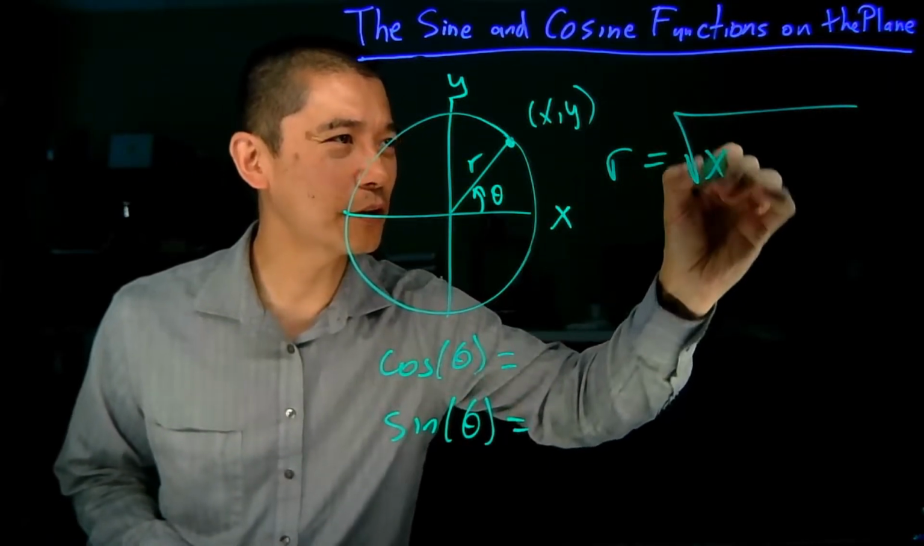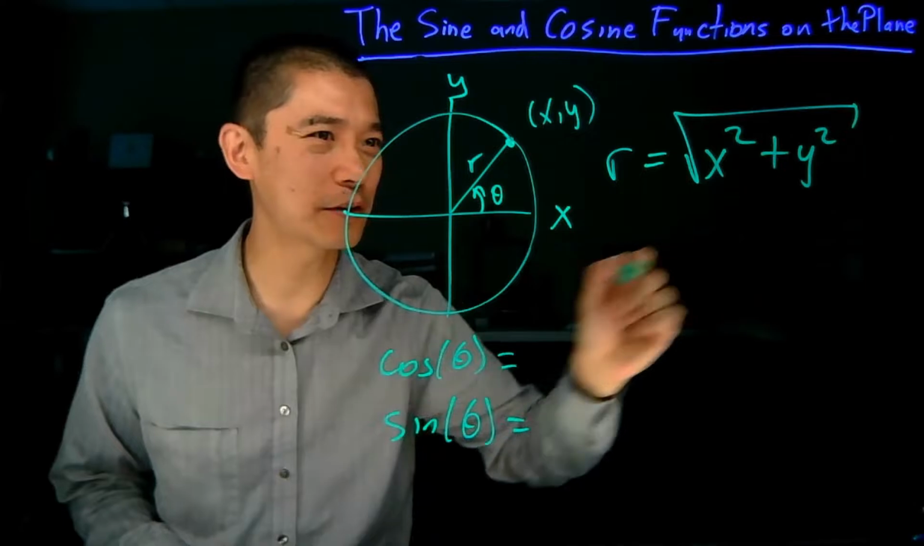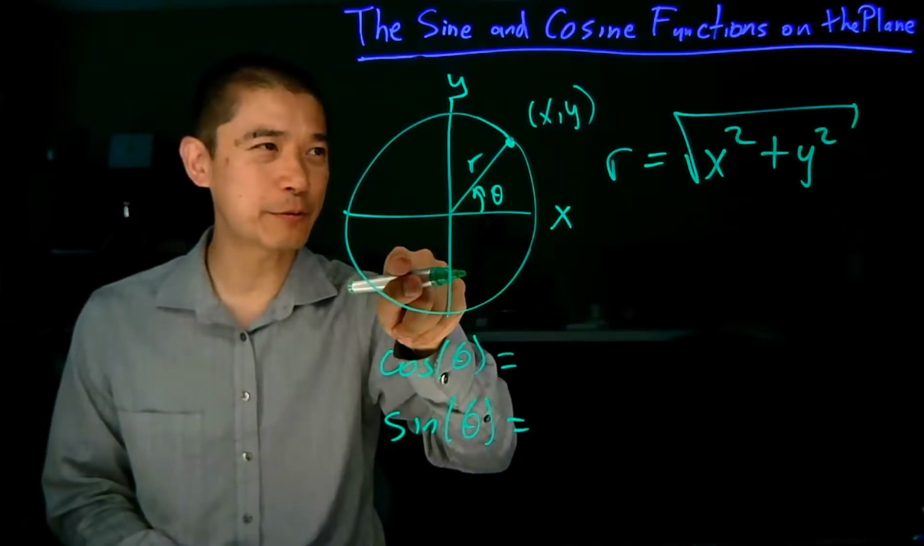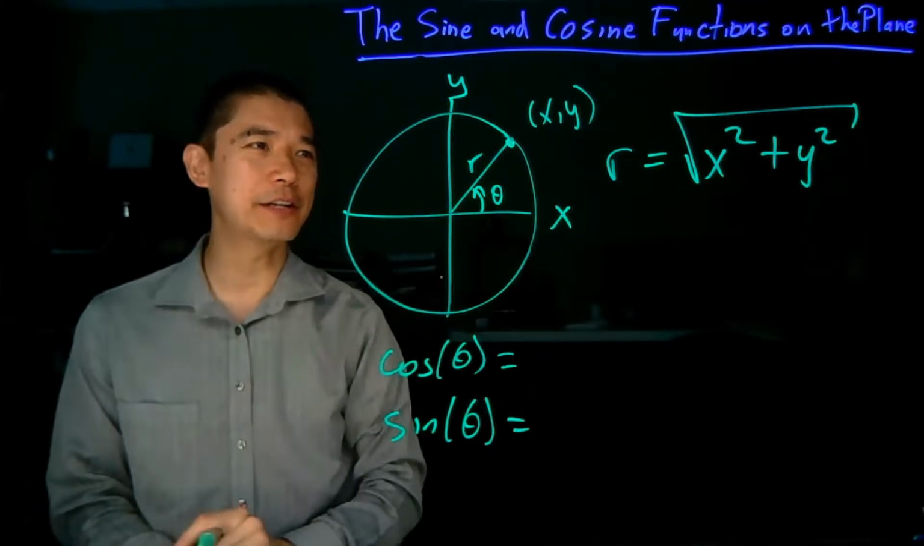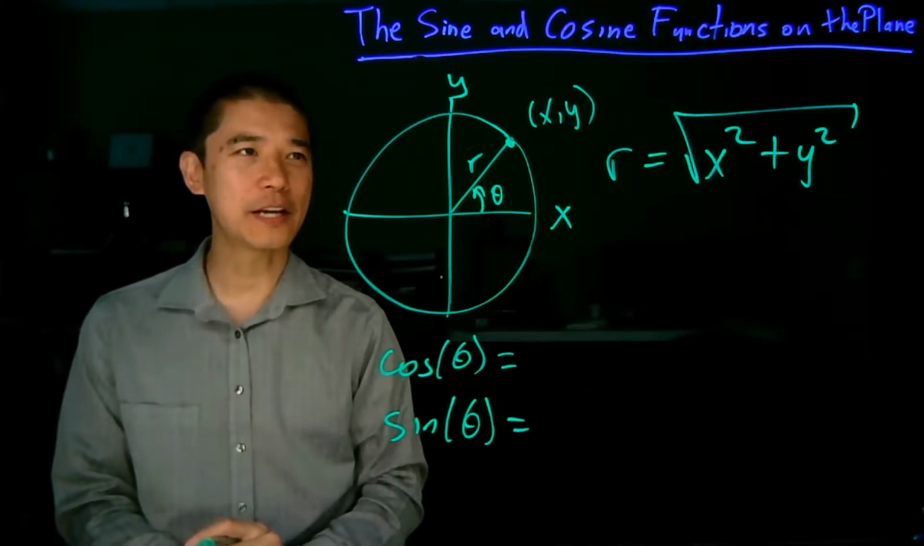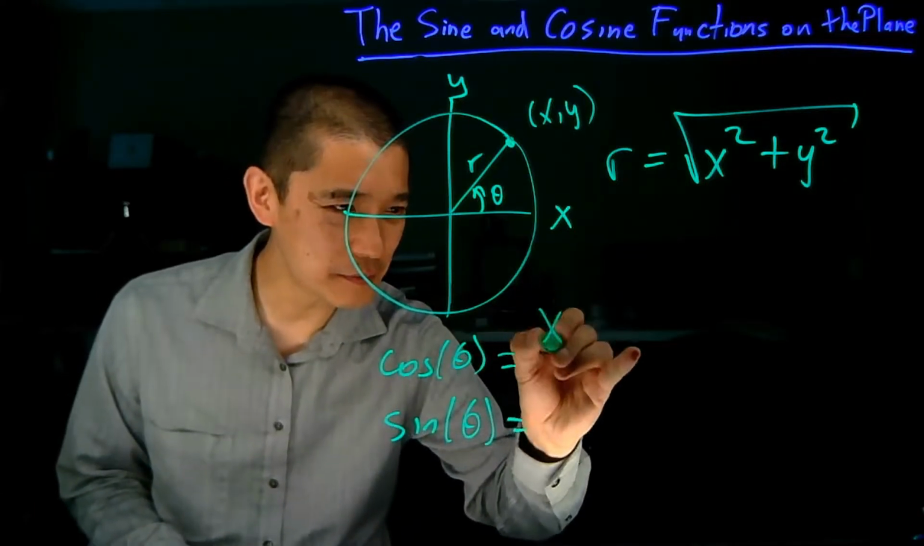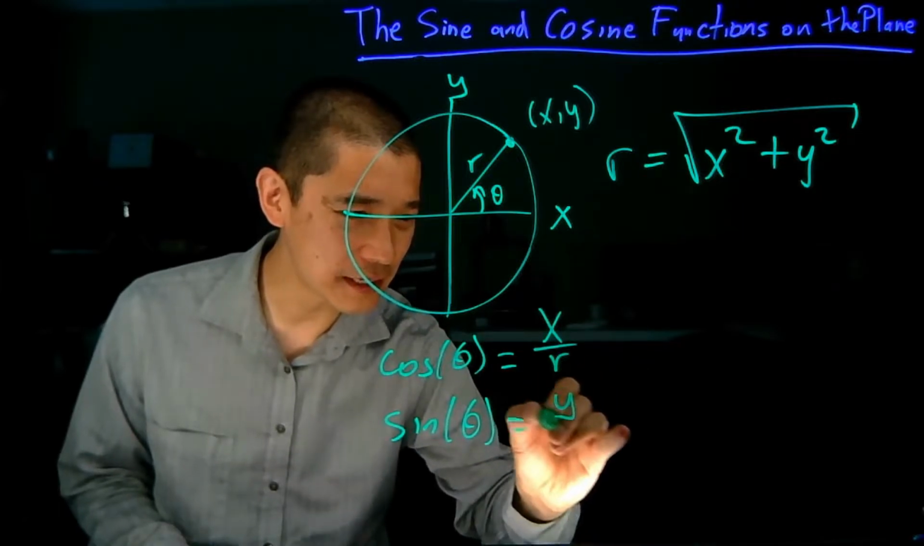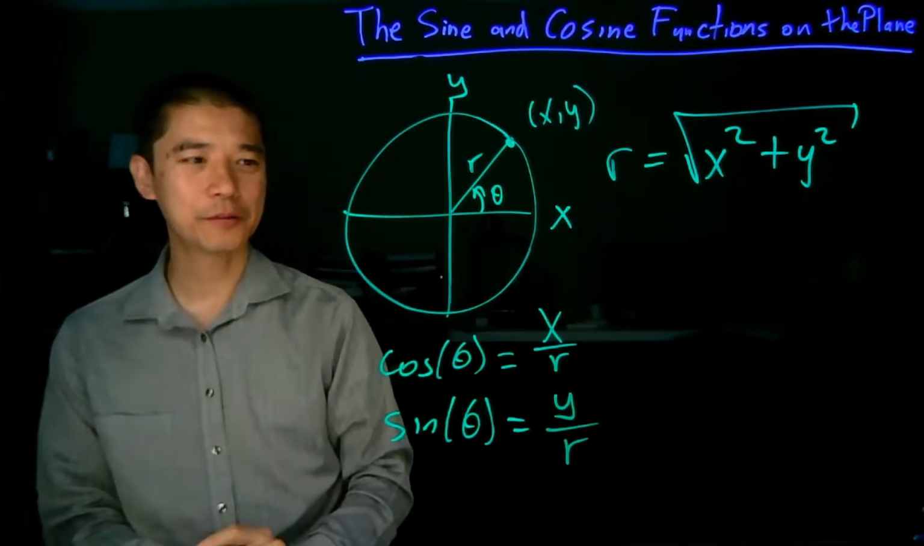Well, by either looking at the distance formula, or in fact this equation for the circle itself, x squared plus y squared equals r squared, we can get the value of r. And once we have the value of r, we can get cosine theta and sine theta. Cosine theta is defined to be x over r, and sine theta is defined to be y over r.